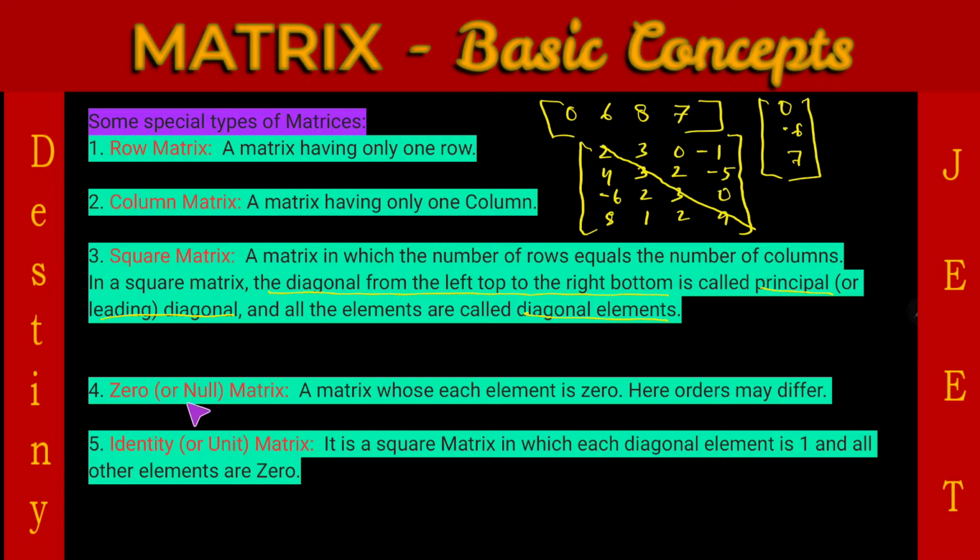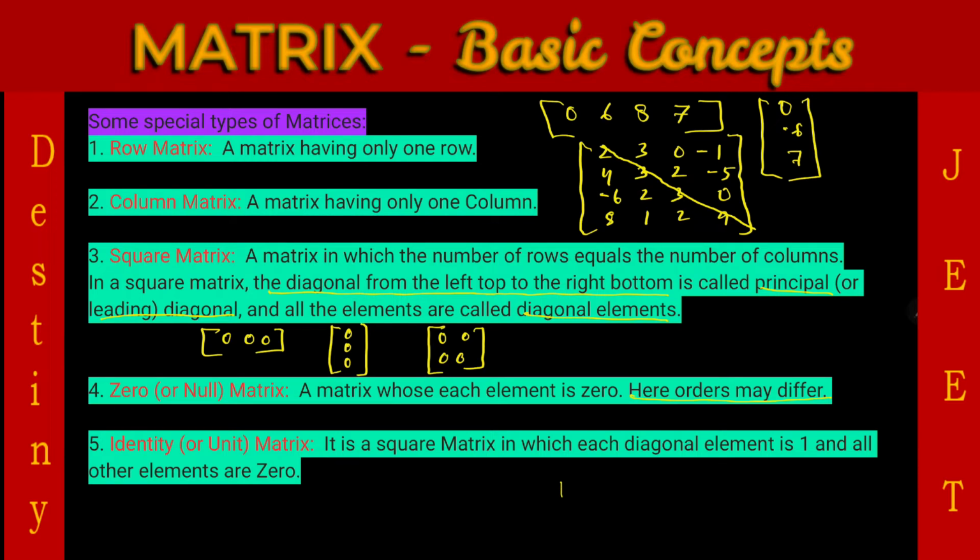Next we go to zero or null matrix. A matrix whose elements are all 0. Here orders may differ. Suppose we have a row matrix, it is a null matrix or zero matrix. It could be like this also. It could be this also. These are all zero matrices.